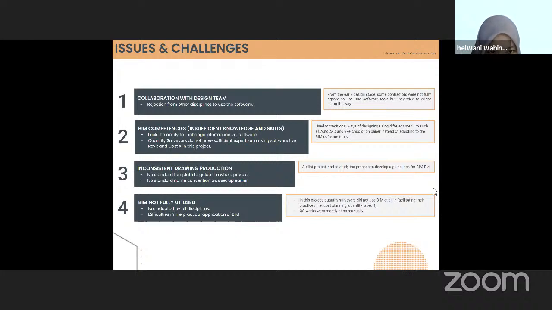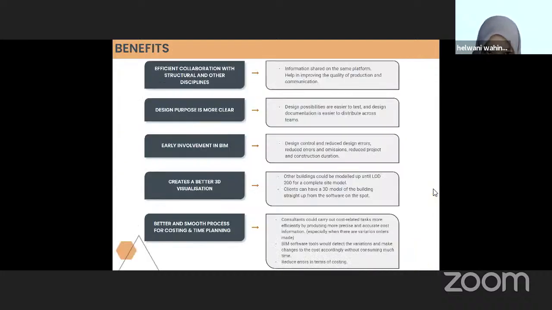And next, the last one is the benefits that they got from using BIM software. First, the efficiency in collaboration with the structure and other disciplines, where information shared on the same platform helps in improving the quality of production and communication. And the second one is that the design purpose is more clear, where design possibilities are easier to test and design documentation is easier to distribute across the teams.